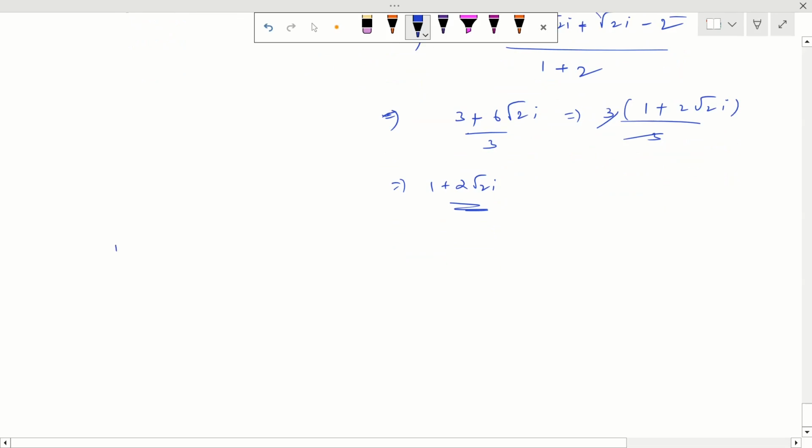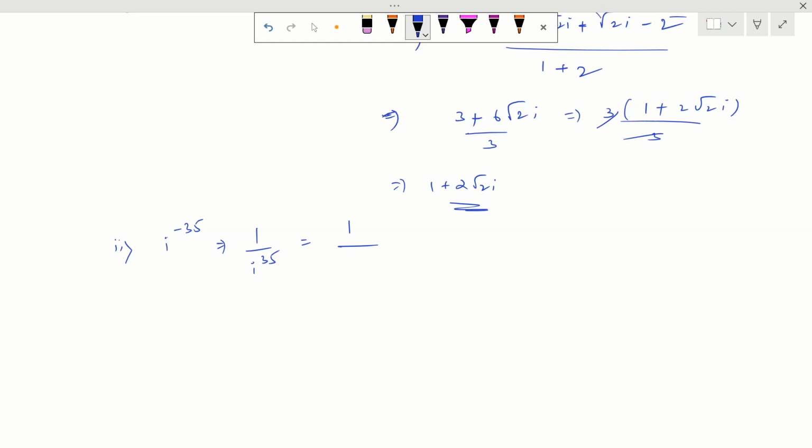And the second example I am writing here: i to the power of minus 35. This one we need to express in the form of a plus ib. So this is i to the power of minus 35, which I write as 1 by i to the power of 35. And i to the power of 35 I write as i square to the power of 17 times i, since i square of 17 is 34.